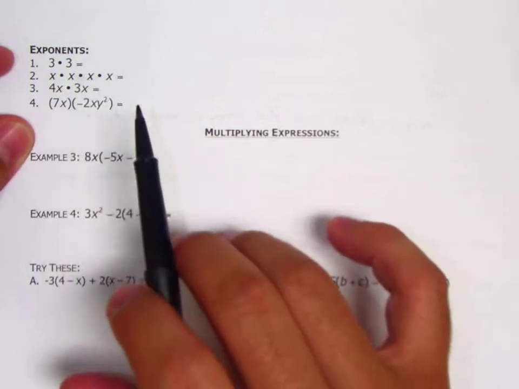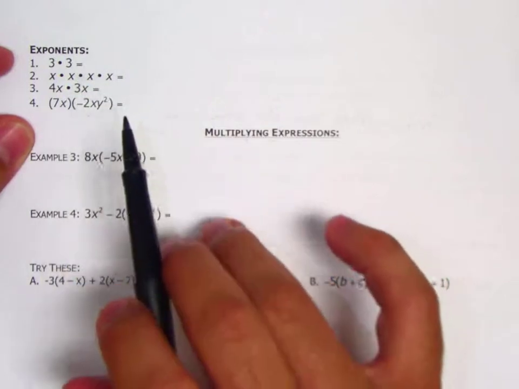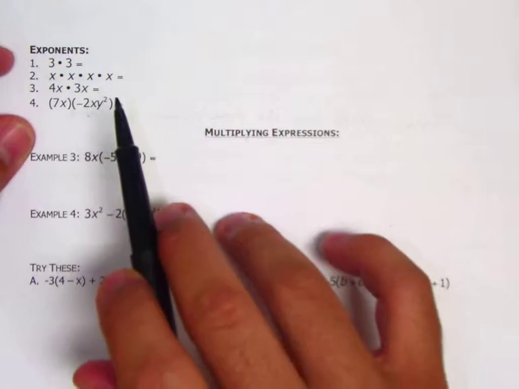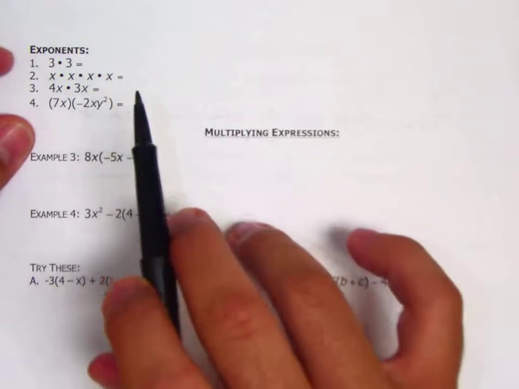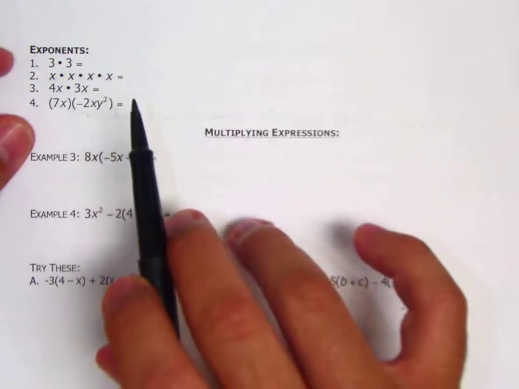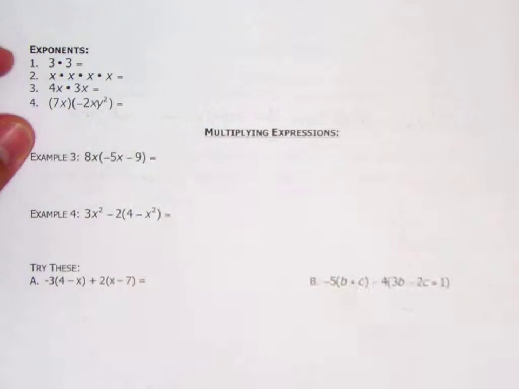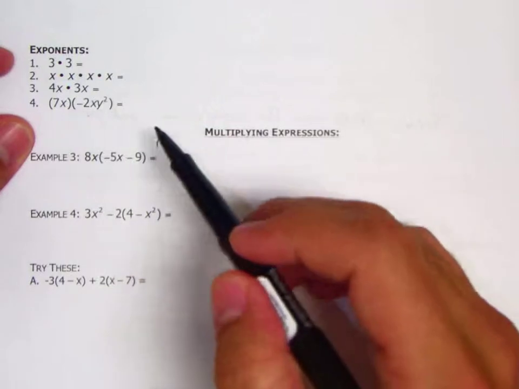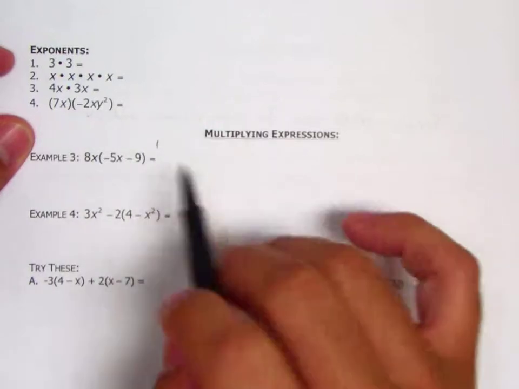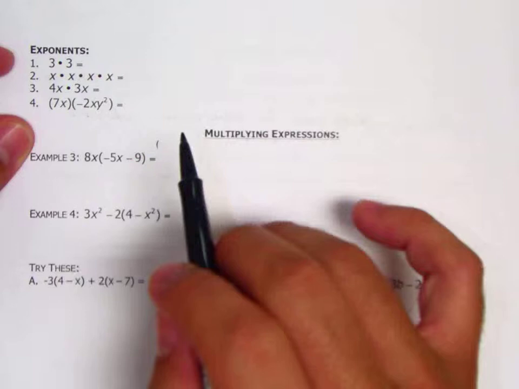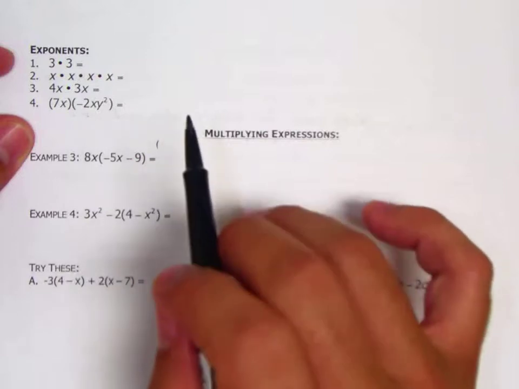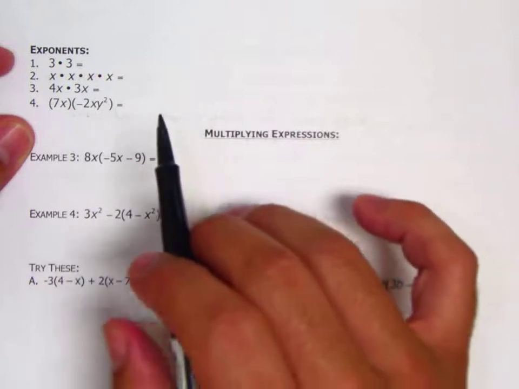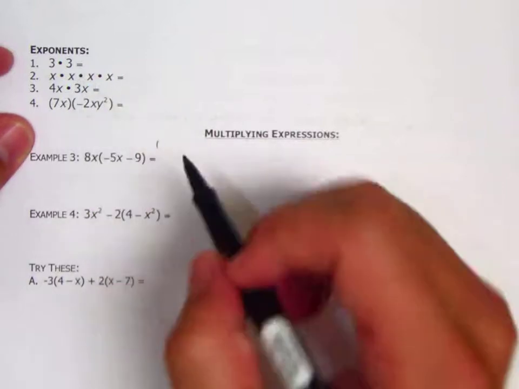Now, I want to warn you, this is a pre-warning. What we are doing right now only happens for multiplication. Addition and subtraction are different. What we're doing right here only happens when you are multiplying. Okay, that's the pre-warning.